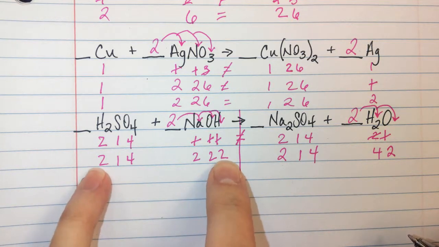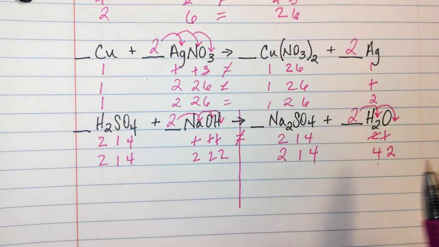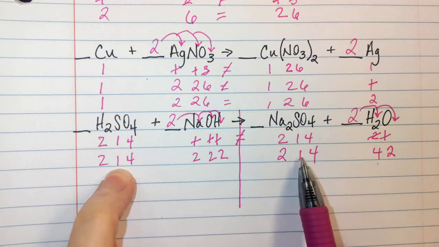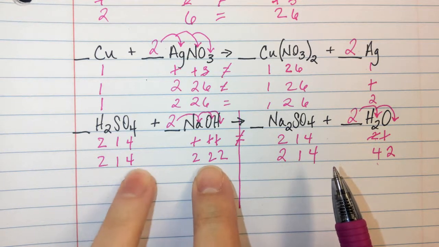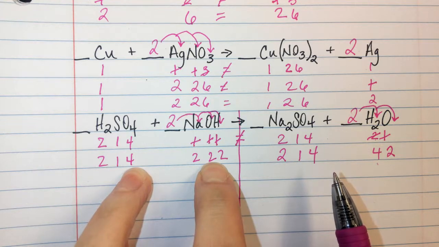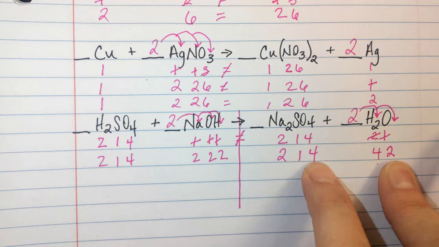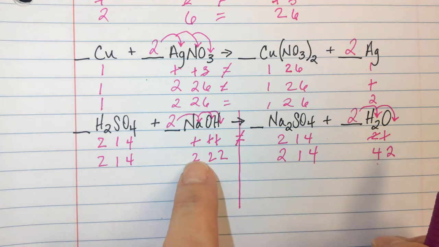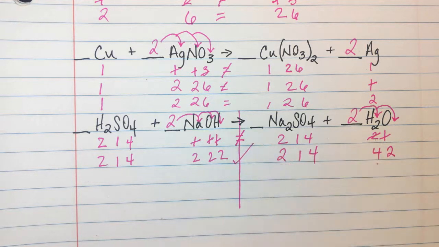Hydrogen has 4 on the left, and how many on the right? 4. Sulfur has 1 on the left and 1 on the right. Oxygen has 6 on the left and 6 on the right. Sodium has 2 on the left and we're balanced. Okay? Everybody's cool.